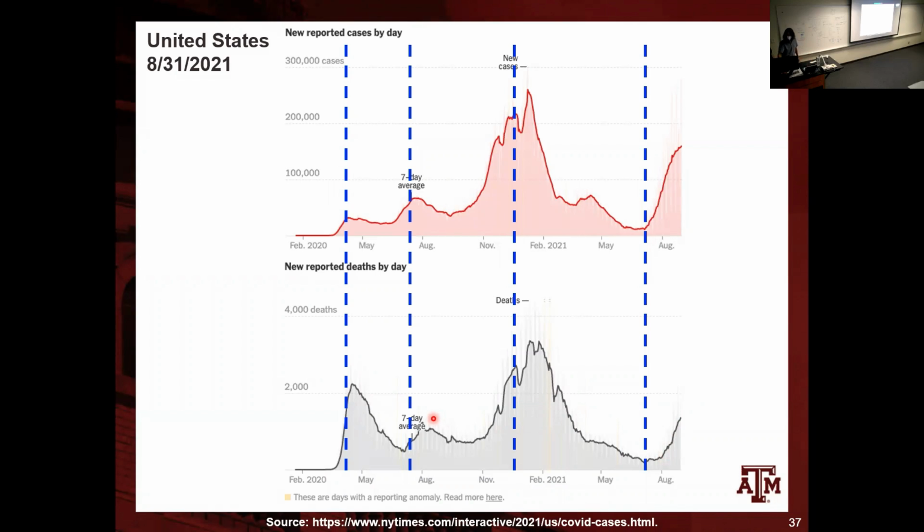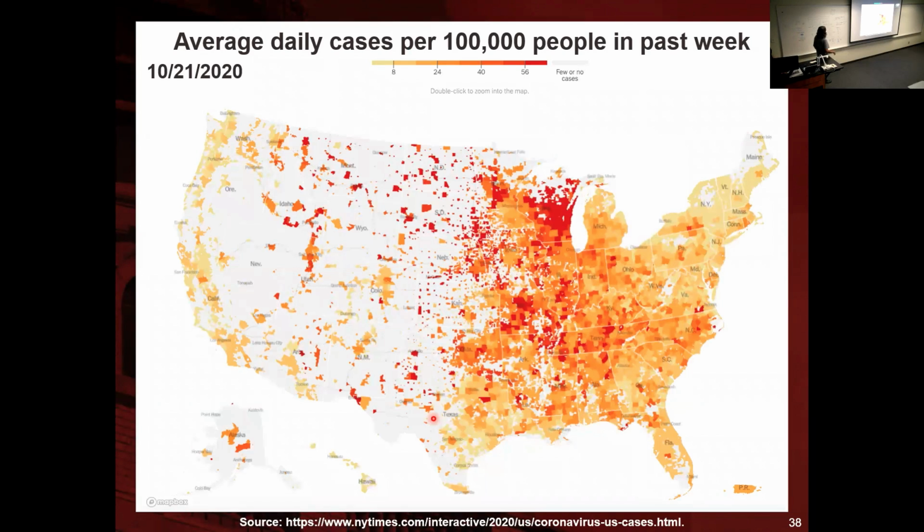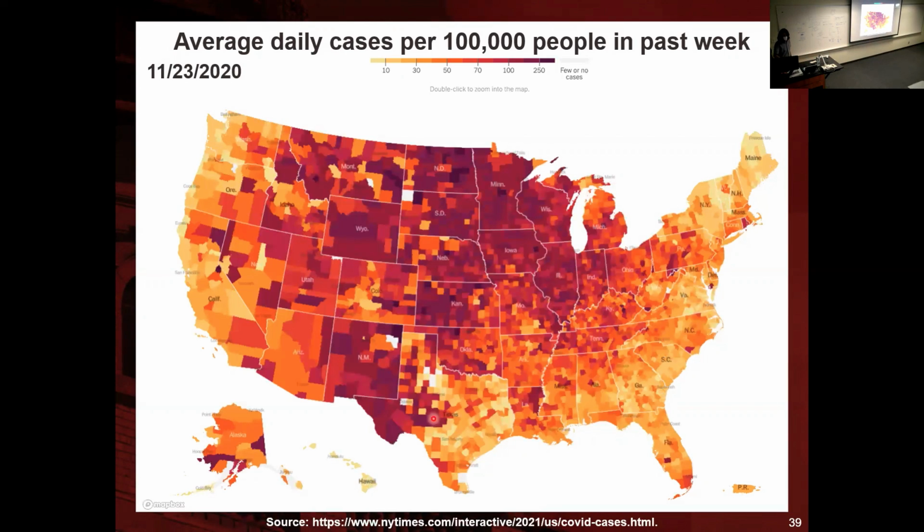So that's scary. This data here is from October 21st, 2020, the beginning of last fall. We have the average daily cases per 100,000 people in the past week before that date. We see that most of the cases were in the eastern half of the US. And then on November 23rd, 2020, around Thanksgiving last year, it spread all over the US, more in the middle of the US, with a higher number of cases.